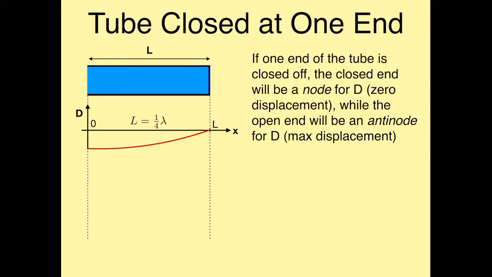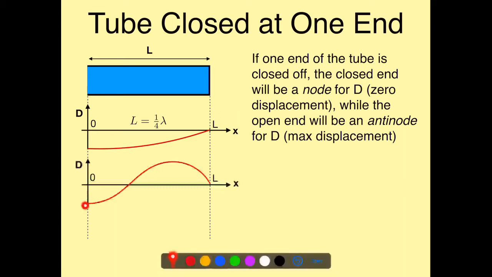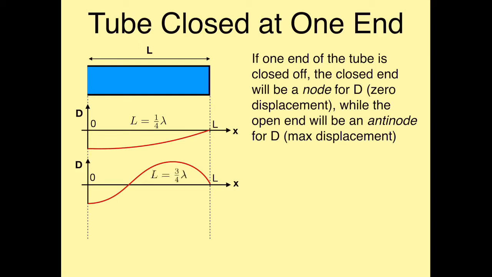That's the first possibility. Now, the next possibility looks something like this. We have an antinode here where there's maximum displacement, and then we go half a wavelength to this point, and then a quarter of a wavelength takes us back down to 0 where there's no displacement. So that's 3/4 of a wavelength fitting inside of the tube. So the length of the tube is equal to 3/4 times lambda.